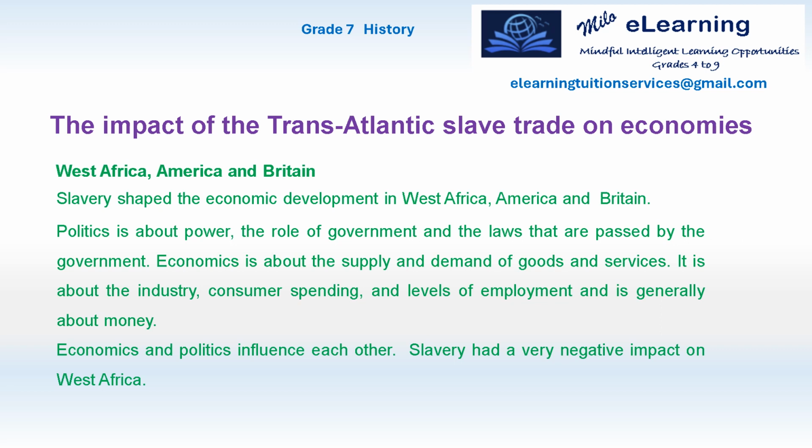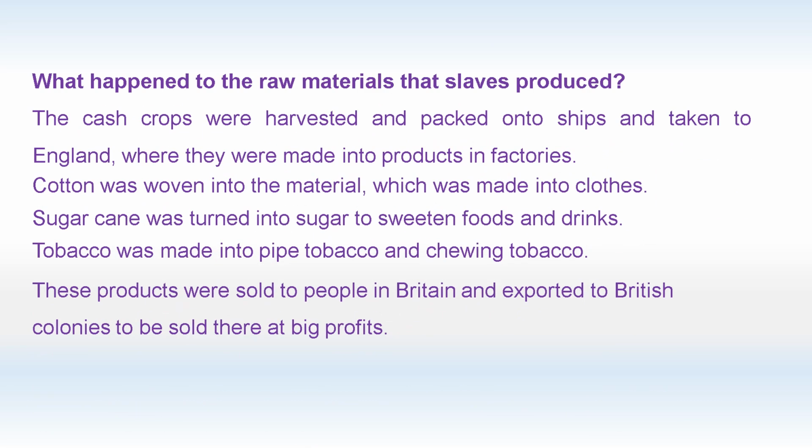Now, slavery had a negative impact on West Africa, while it had a positive impact in America and also in Britain. What happened to the raw materials that the slaves produced, you could ask yourself. The cash crops that were harvested were packed onto the ships and shipped up to England. Here they were transported to factories, and the factories produced all this raw material into products.